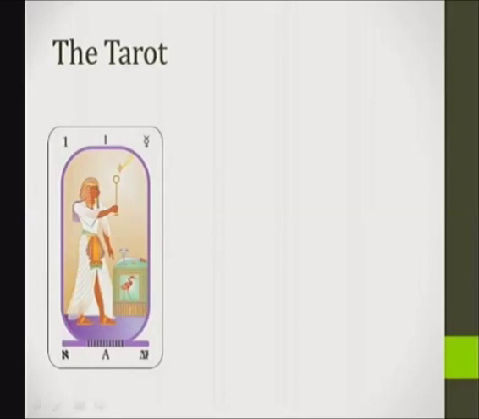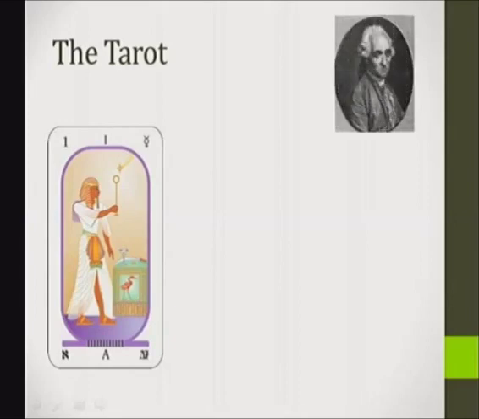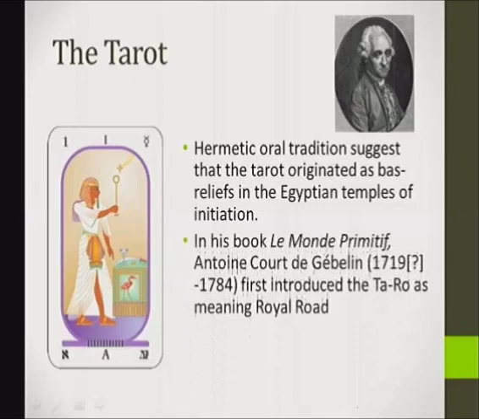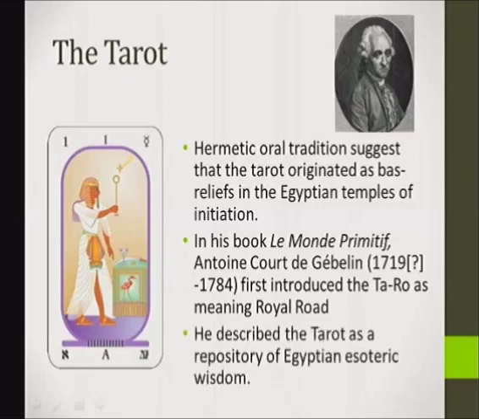The esoteric story behind all of this comes to us through Hermetic oral tradition, in which it was suggested that the tarot originated as bas-reliefs in the Egyptian temples of initiation. And they were first mentioned by Antoine Court de Gébelin in 1719 in his book, The Primitive World. He, in that book, claims for the first time that tarot means royal road. And he's referring to the road of initiation. And he's the first author to describe the tarot as being a repository of ancient Egyptian knowledge.